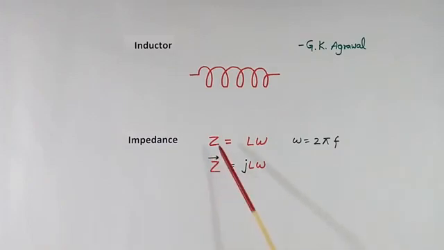Here I have written the same impedance in vector form, equal to jL omega. This is a vector. The numerical value of this vector, L omega, is the same as it was written here. Only j has come, which is a vector. j is a unit vector, and whenever you multiply anything by j, it will shift by 90 degrees.